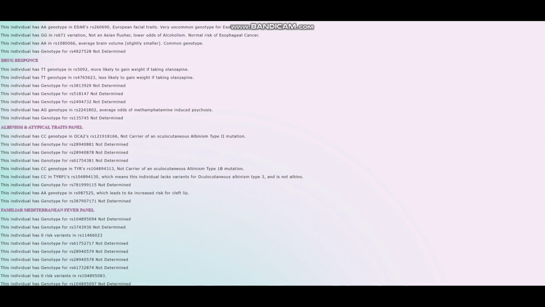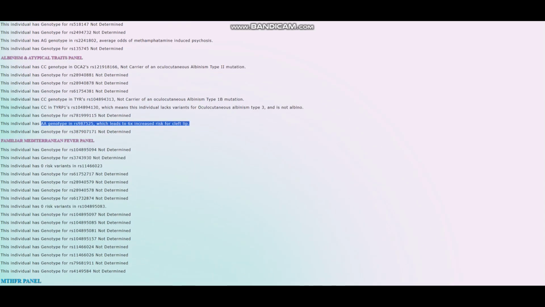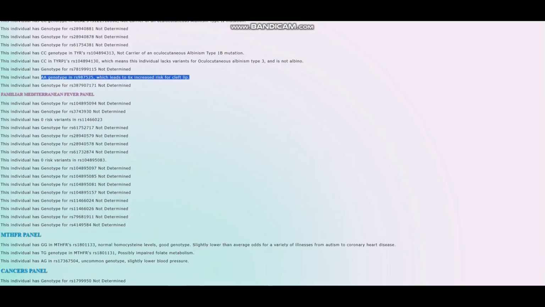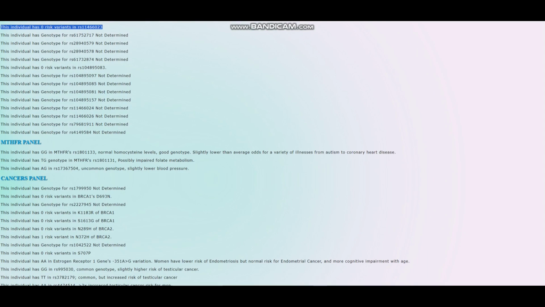All right. For albinism, it looks like she does not carry any of the albinism mutations, but she does have this genotype, which is also kind of atypical, which leads to a 6 times increased risk of cleft lip. If she actually had cleft lip, it would probably be visible somewhere. You could probably find it out through the skull. So I don't think she actually had cleft lip, but maybe she did. I don't know. For familial Mediterranean fever, there are only genotypes for 2 variations, and she doesn't have any risk variants in either. For the MTHFR panel, it looks like she's got a normal, good genotype, slightly lower than average odds for a variety of illnesses from autism to coronary heart disease, a really solid genotype to have.